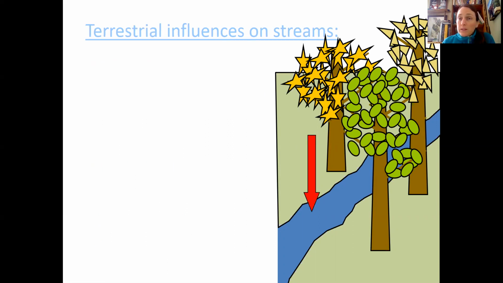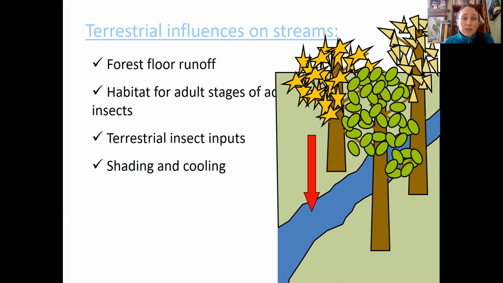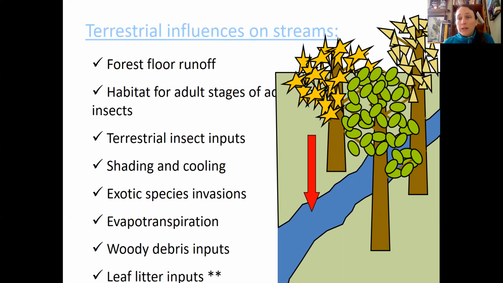There are cool things that terrestrial environments can do to influence streams as well. So forest floor runoff, they provide the habitat for adult stages of aquatic insects. They can provide inputs of terrestrial insects to streams feeding fish at certain times of year. Shading and cooling, exotic species invasions can have really strong effects on aquatic systems. Evapotranspiration takes water out of the stream. And then things like woody debris and leaf litter inputs come into the stream.